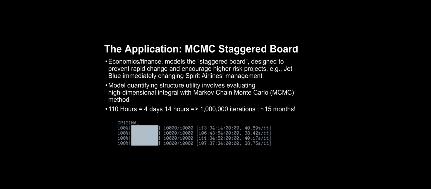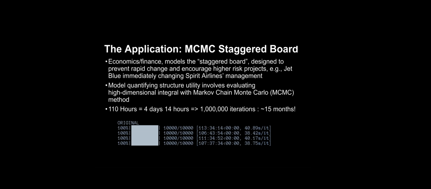Okay, so what did we do? So the professor came to us with this work, and the utility that he wanted to measure was for the staggered board. In essence, a way to organize some type of committee, for instance, board members on a corporation or even faculty committees, in a way that prevents rapid change and encourages higher risk projects so that higher up leadership can't just come in and remove everyone.